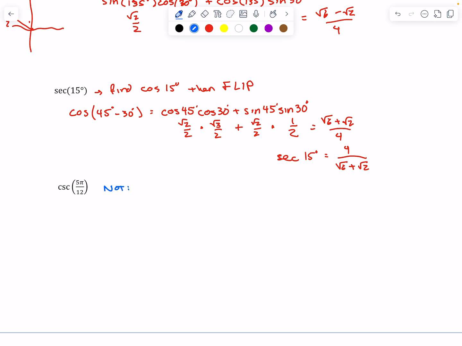Pi over 4, pi over 3, pi over 6, pi over 2. Note, the easiest way is going to be to use pi over 6 and pi over 4. Does it matter which one you put first? No.